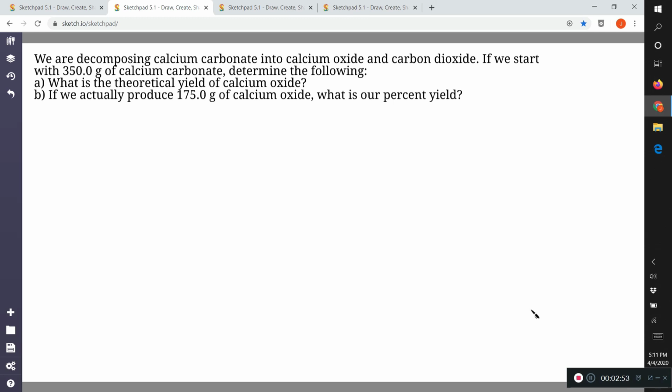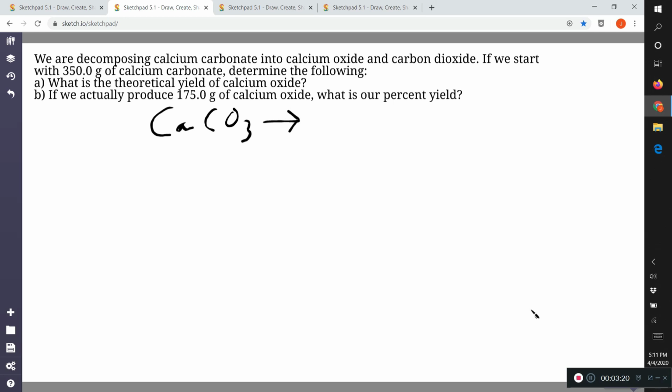So whenever working with something like this, we need a balanced chemical equation. So we're starting with calcium carbonate. We have to remember how to make these things from our lessons on ionic compounds. Calcium is a +2. Carbonate's a polyatomic ion that's a -2. So that's a balanced ionic compound. And it's going to decompose.